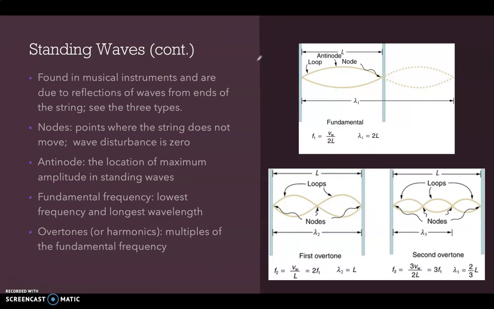A little bit more on standing waves. They are found in musical instruments and are due to reflections of waves from ends of the string. Okay, and there are 3 types here. Okay. Okay, so in order to look at these different types, we need to make a few definitions.